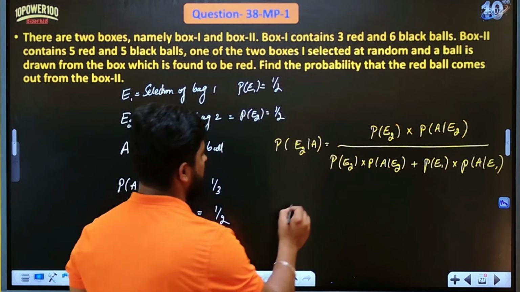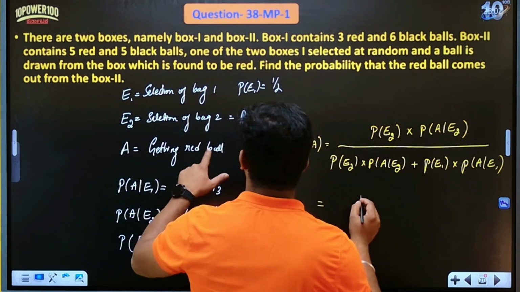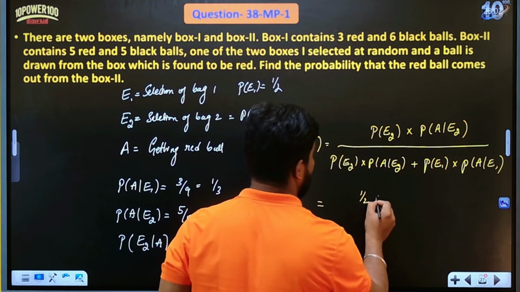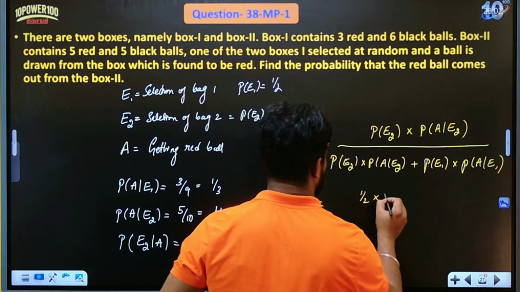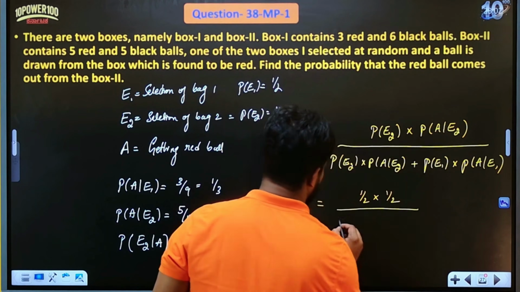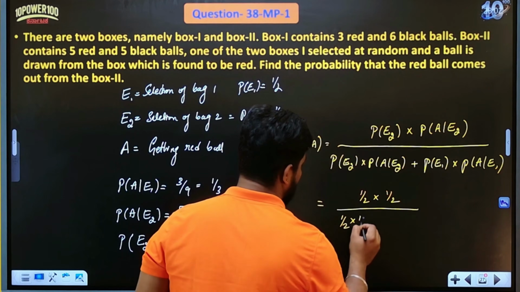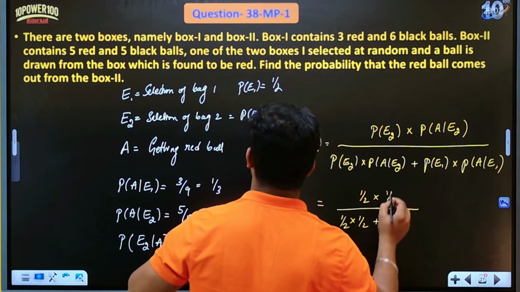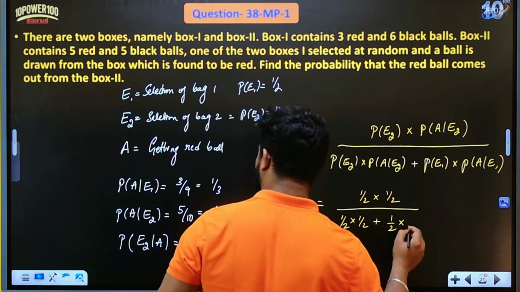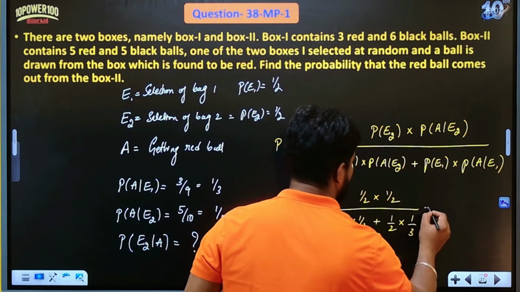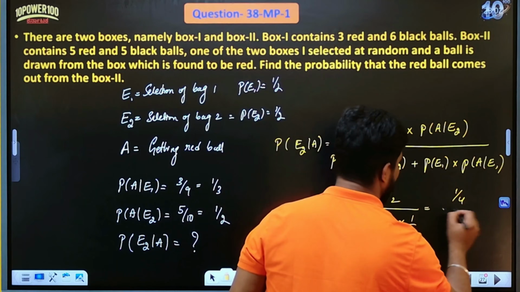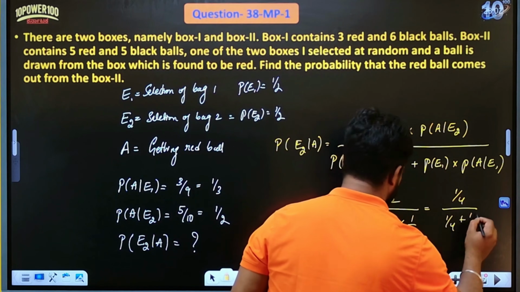Now substitute all these values. Probability of E2 is 1/2. So 1/2 into 1/2, the whole divided by the same, 1/2 into 1/2 plus E1, which is 1/2, and this is 1/3. So it is 1/4 divided by 1/4 plus 1/6.